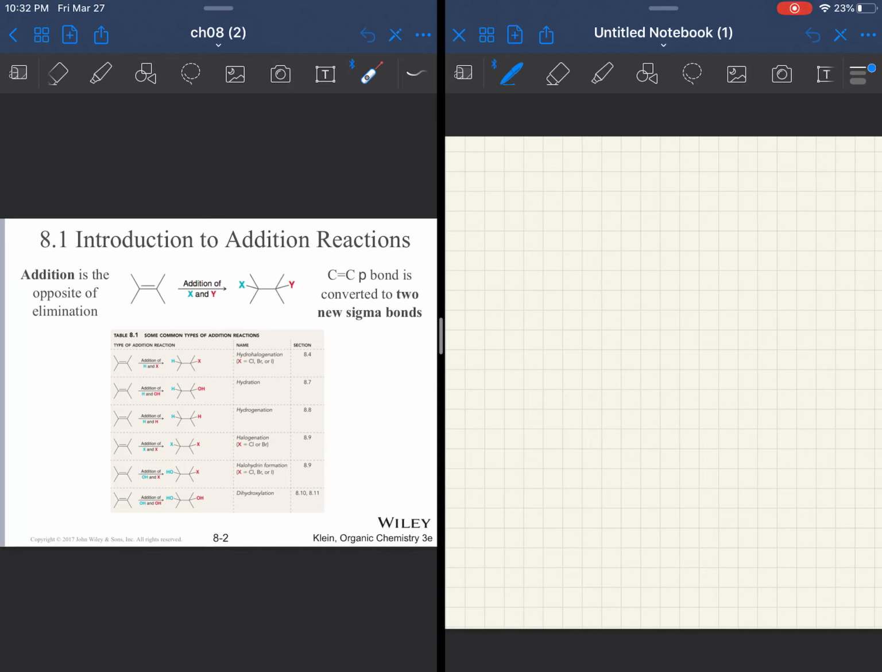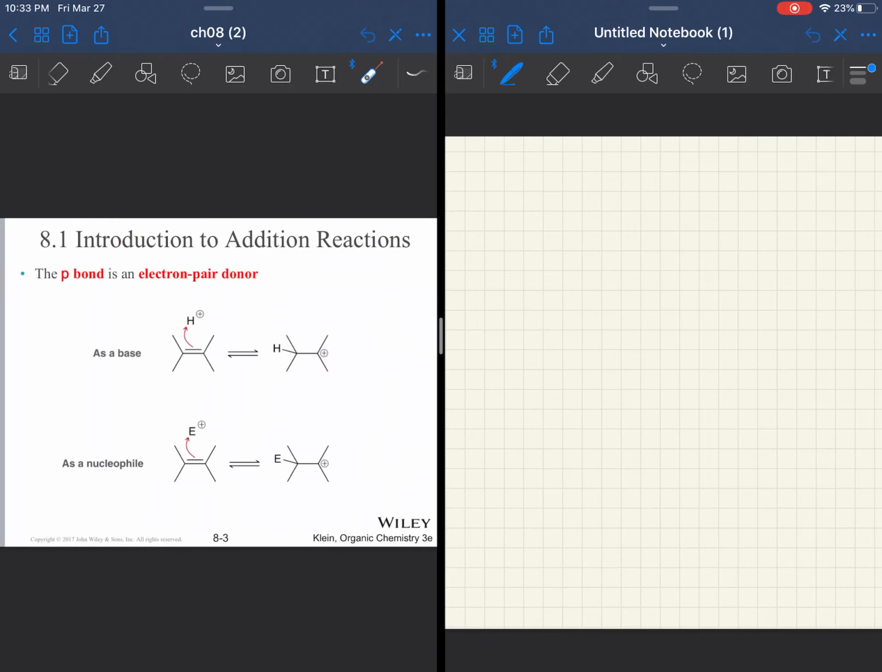All right, addition reactions are the opposite of eliminations, right? In eliminations, we were removing two things, an H and a leaving group, and making an alkene. Well, now we're taking an alkene and we're breaking that pi bond and we're adding stuff across it. We're going to be adding halogens. We're going to be adding water and make alcohols. We're going to be adding hydrogens to make alkanes, dihalides, an alcohol and a halogen. It's also known as a halohydrin. And also we will look at some diol reactions.